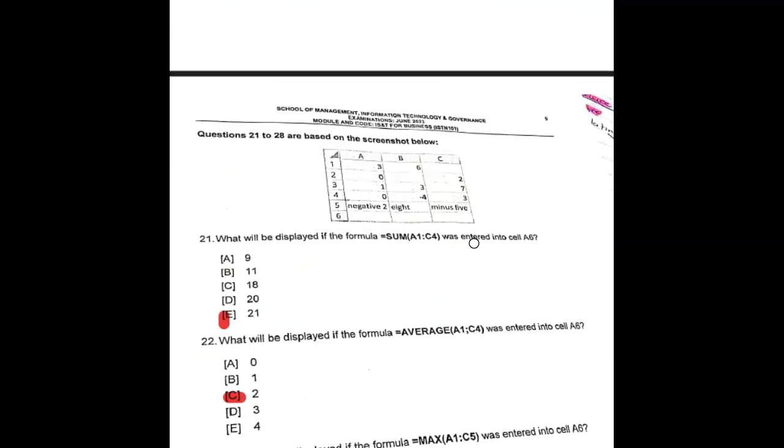Sum product. Okay, so sum product A1 to A2, C3 to C4. So you're looking at this block 3, this block 0, this block 7, this block 3. Now to calculate sum product is very easy. You take the first 2 blocks, multiply each other, plus the second 2 blocks, multiply each other. What I mean is this. 3 times 7 plus 0 times 3. 3 times 7 is 21 plus 0 times 3, 0. So it's 21, the answer.